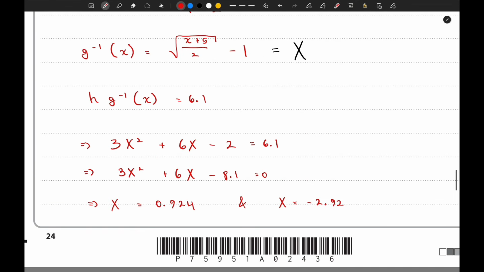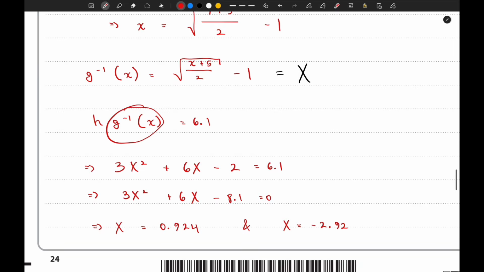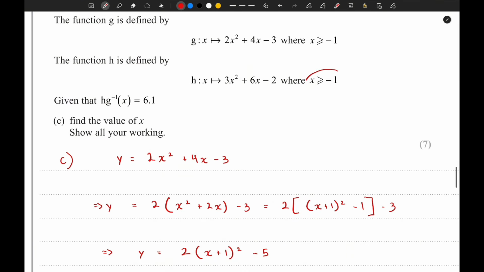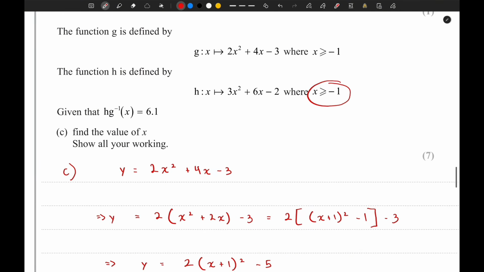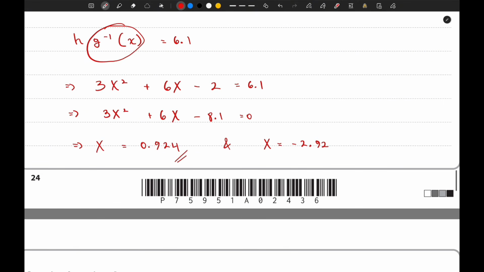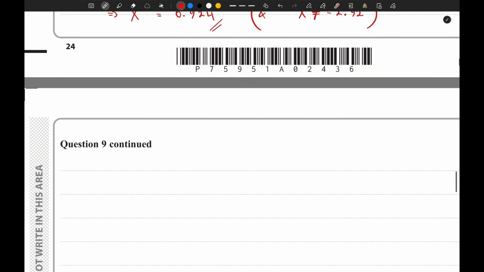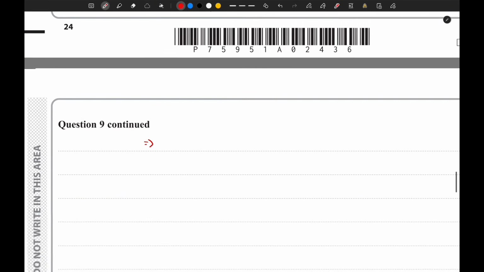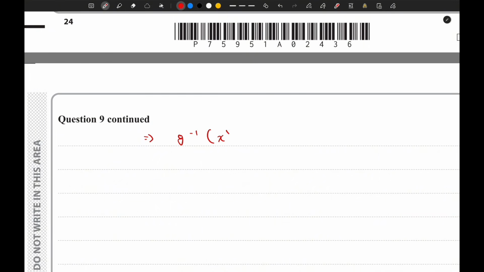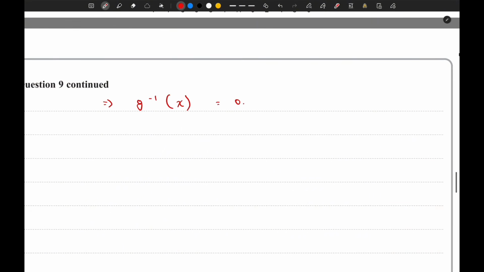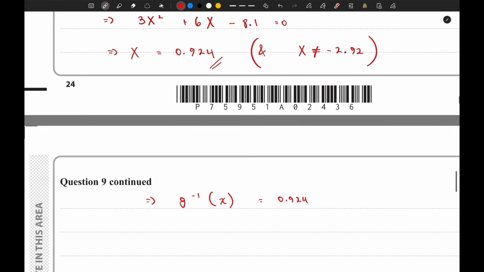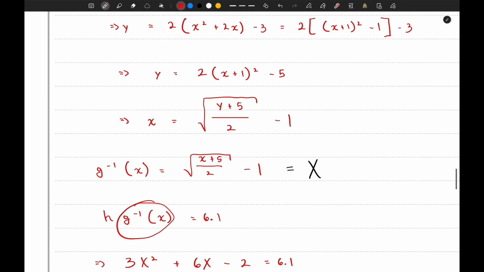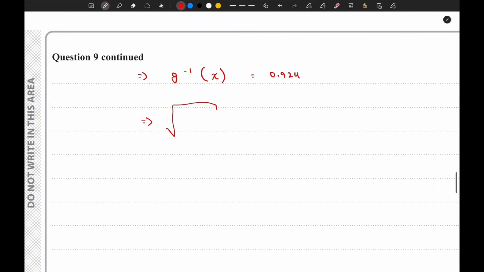Now as you can see, this g⁻¹(x) must be greater than -1, which means this is the only value and x cannot be -2.92. So this x represents g⁻¹(x), which is 0.924. Now we know that g⁻¹(x), the square root of (x + 5)/2, minus 1, equals 0.924.